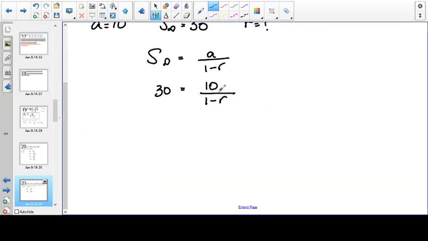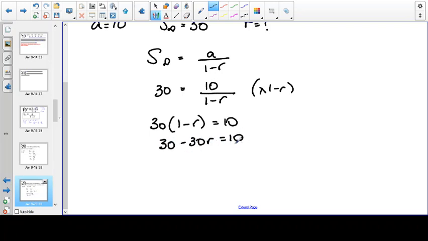This is on the bottom. So if we times by 1 minus R to get it off the bottom, 30 lots of 1 minus R equals 10. Expand the brackets and then just rearrange. Minus 30R equals minus 20, which means R must be 2/3. Minus 20 over minus 30, which is positive 2/3.